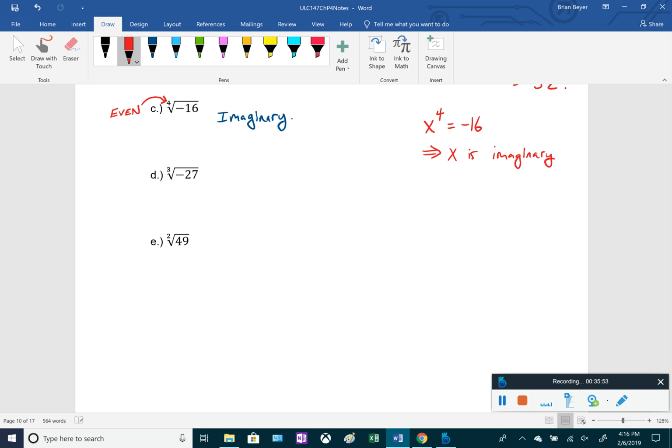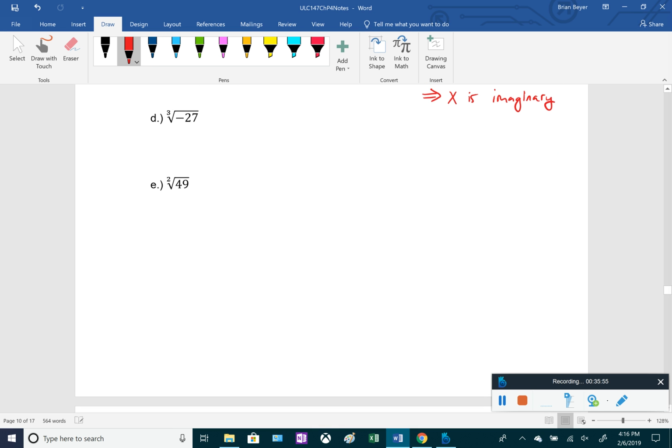Okay, next one we have the cube root of negative 27. Once again, negative radicand, we go to that index, we see that it's odd. So we know it's going to have an answer, and it's going to be negative. It's going to have a real number answer. The cube root of 27 is 3, so this answer is negative 3. And that's because negative 3 cubed equals negative 27.